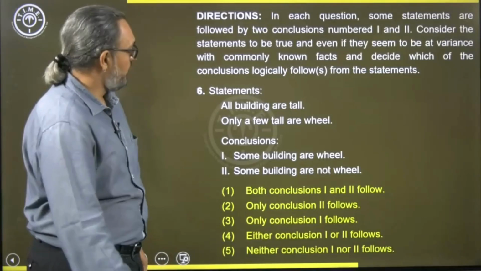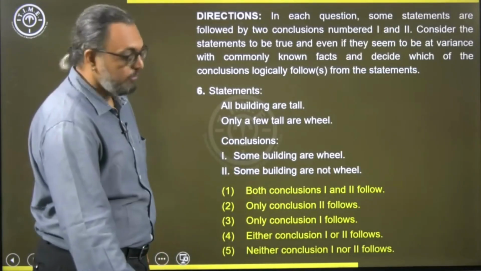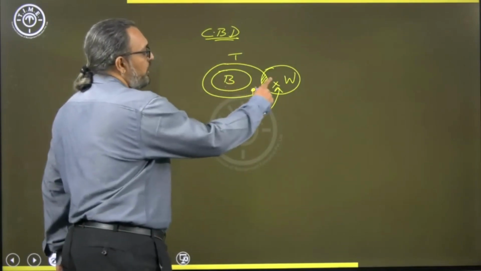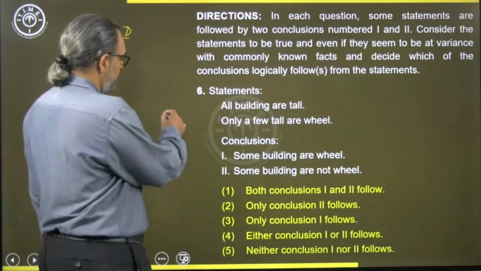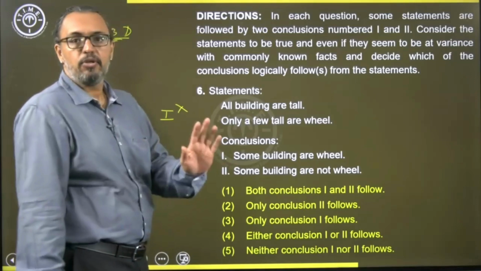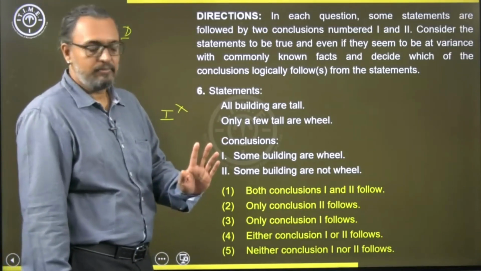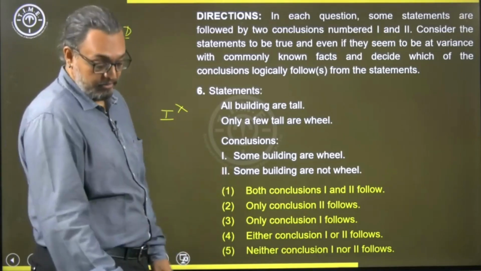Okay. Now coming to the conclusions. First one says some building are wheel. Tell me, is there any overlap between B and W? No. So it is a positive conclusion, okay, which does not satisfy. So does not follow directly. Okay. Then next, second one says some building are not wheel.